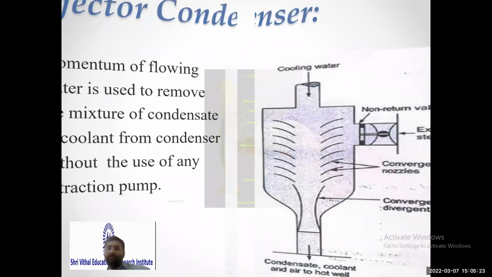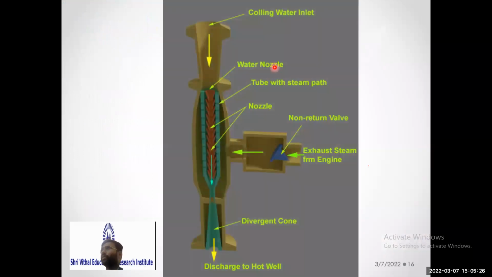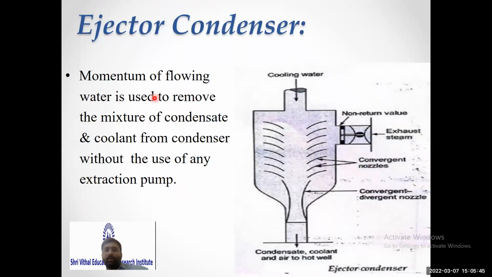If you see the cross section of an ejector condenser, the cooling water is coming this way, the exhaust steam is coming this way, and with the help of this structure these two are forced together in the center. Then heat exchange takes place, and we get condensed water. The momentum of the flowing water is used to remove the mixture of condensate and coolant from the condenser without the use of any extraction pump. So draw this diagram.